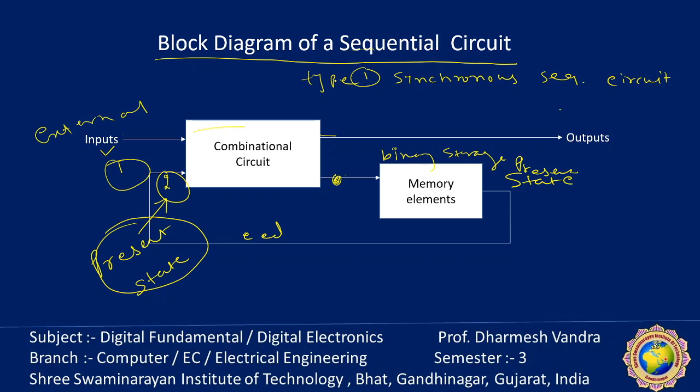A synchronous sequential circuit is a system whose behavior can be defined from the knowledge of its signals at discrete instants of time. The other type, the second type, is asynchronous.